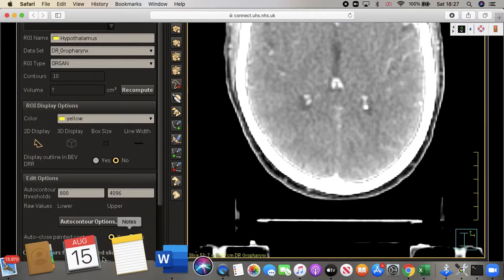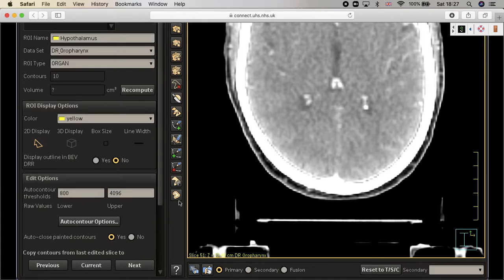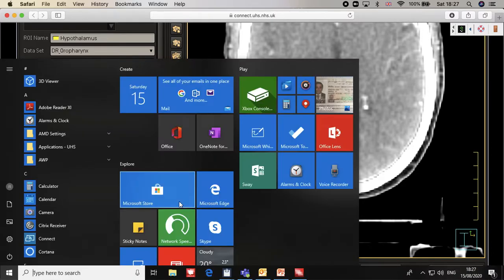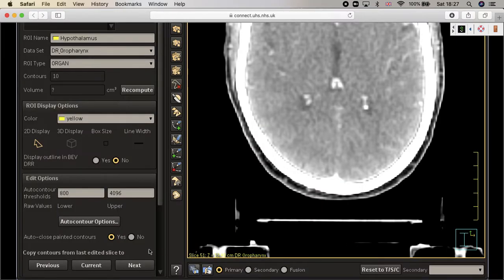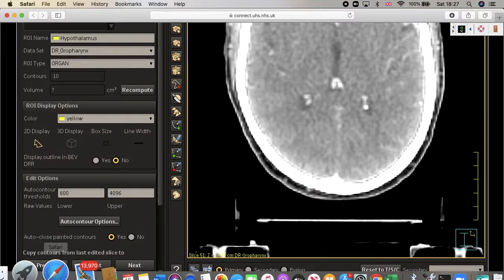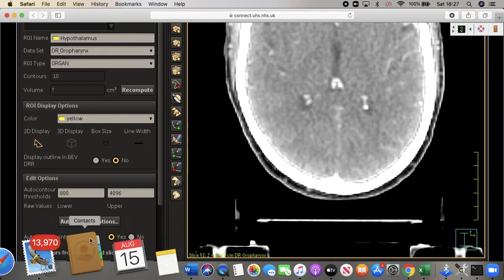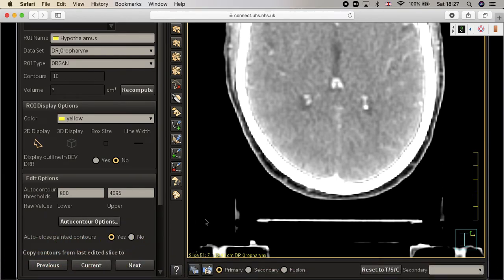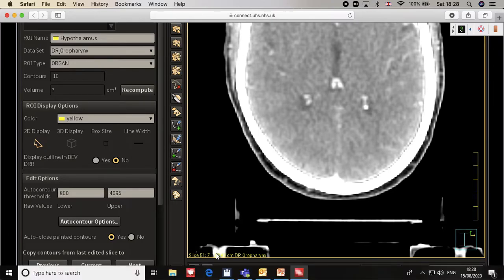Maybe I'm imagining. Let's see if we can do that on the MRI. You may believe me or not. Okay, let's see. Sorry, let's go to the MRI. Hopefully it's still there. Yeah, it's still there. Good.